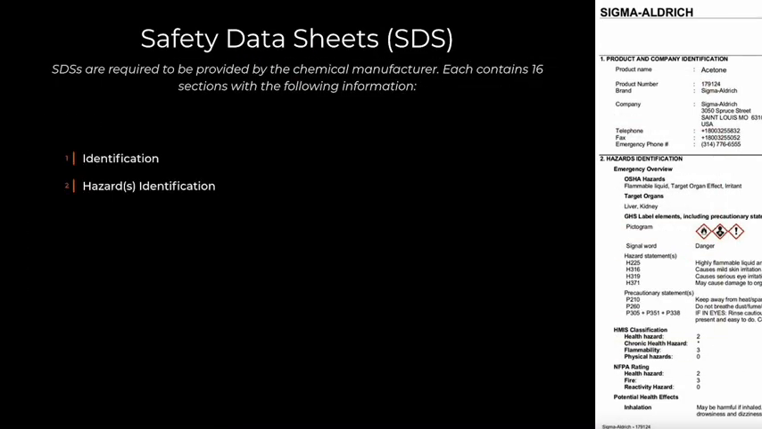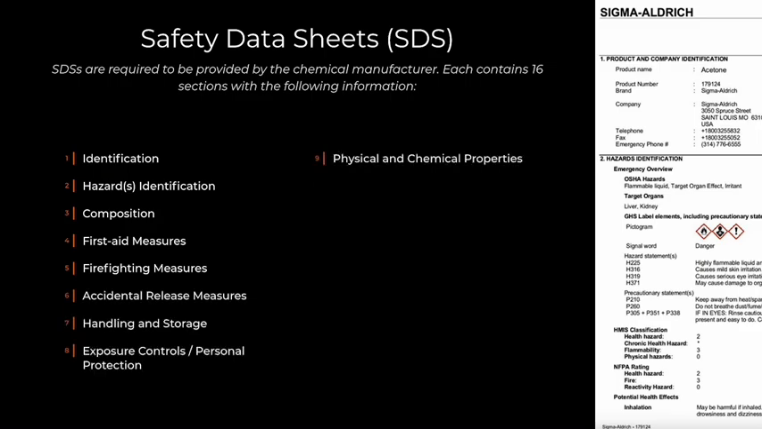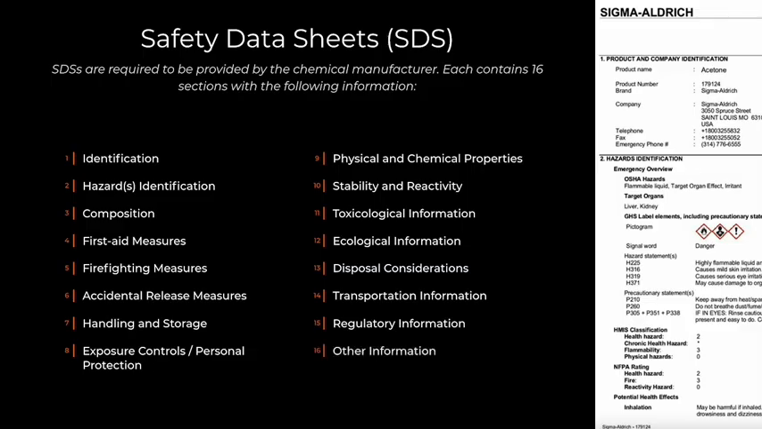Safety data sheets, SDSs, are an important tool for handling hazardous chemicals safely. SDSs are required to be provided by the chemical manufacturer and provide important information about the hazards and safe handling of a chemical. Each SDS contains 16 sections with the following information.